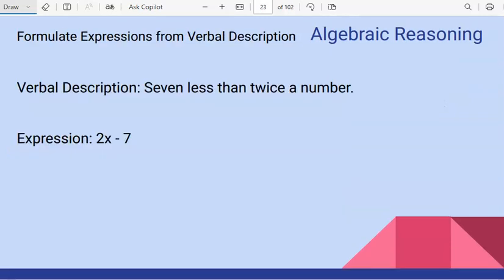Formulate expressions for verbal descriptions. Verbal description: 7 less than twice a number. 7 less means a minus 7. Twice a number, twice means 2 times. A number, we'll just call that x. They might also use n or any other letter that they would have in the answer choices. So your expression from this sentence is 2x minus 7.